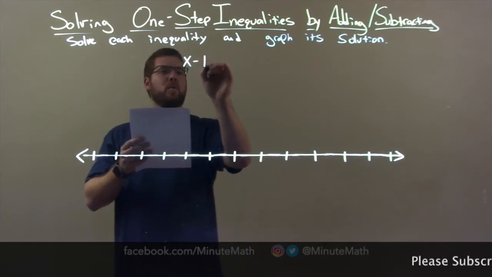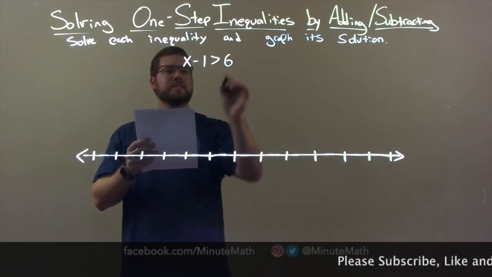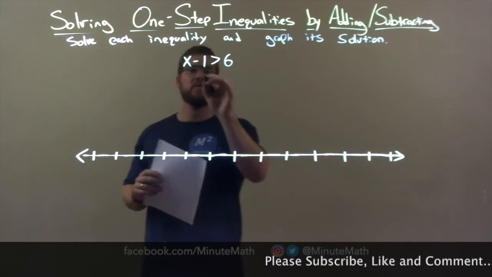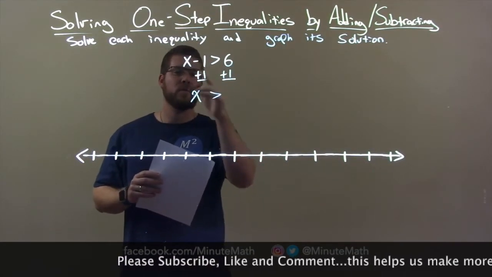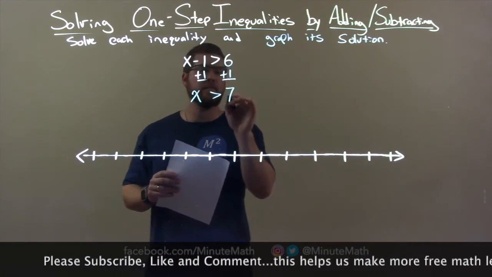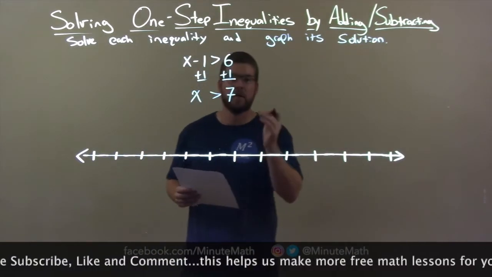x minus 1 is greater than 6. First step here is to add a 1 to both sides. That gets me x by itself because the 1's will cancel, and 6 plus 1 is 7. So now we have x is just greater than 7.